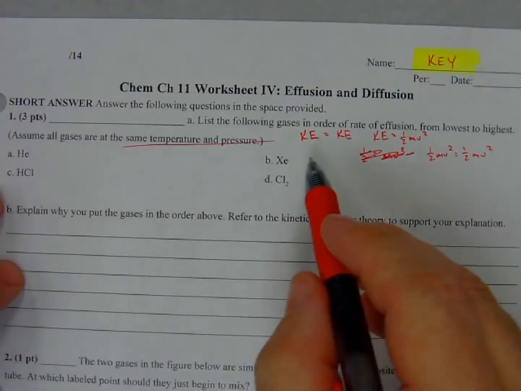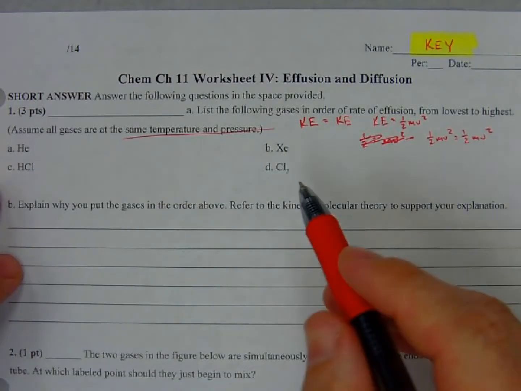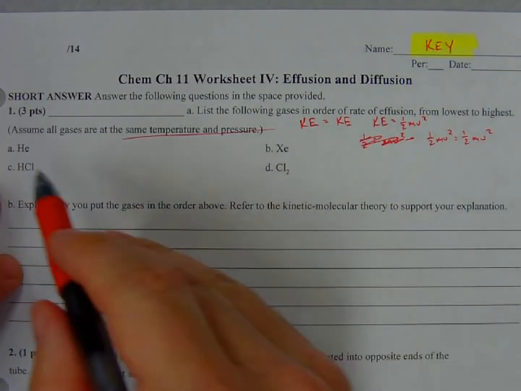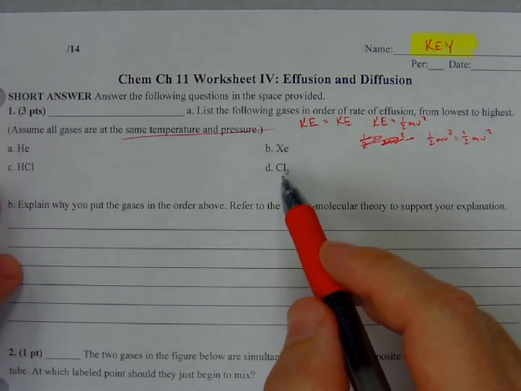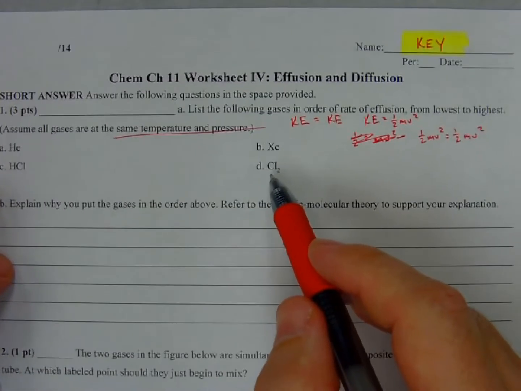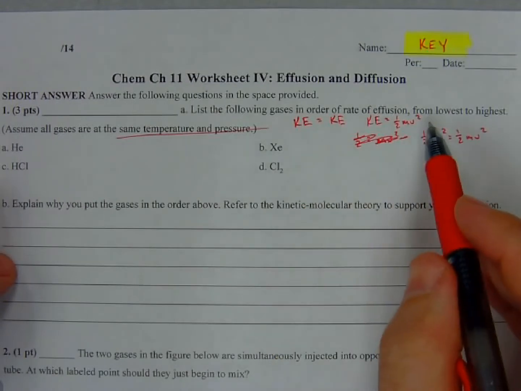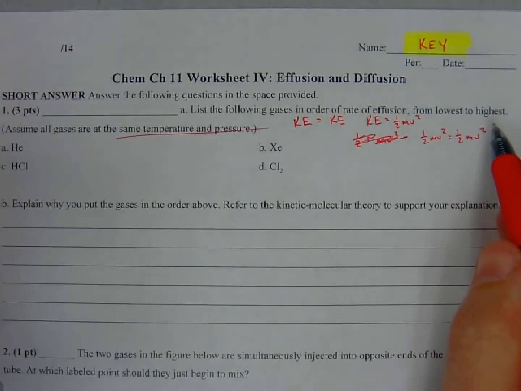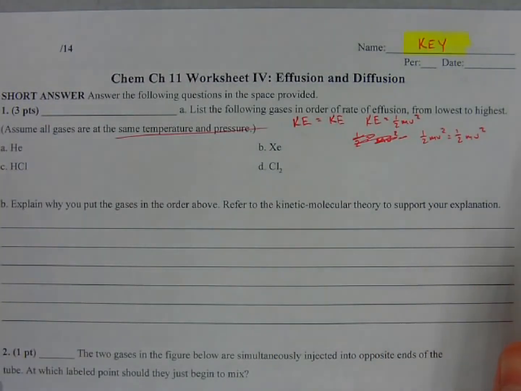So another way, in terms of what we're actually going to do here, we're being asked to calculate the masses of each of these 4 gases and then order them from heaviest to lightest, right? Because the heaviest will go slowest, the lightest will go fastest. That's what we're actually assessing here for number 1.